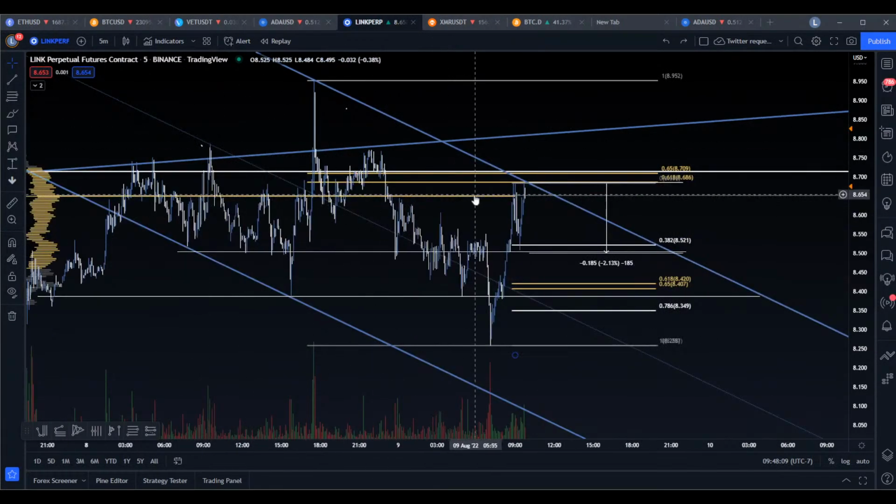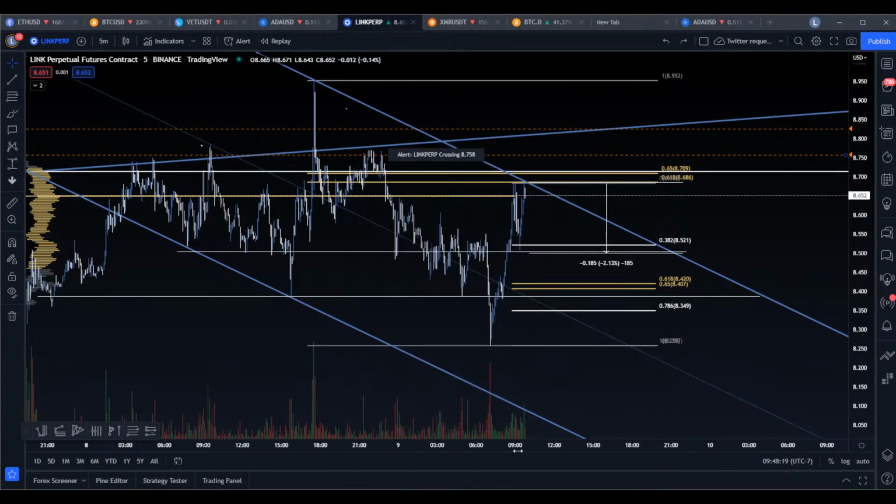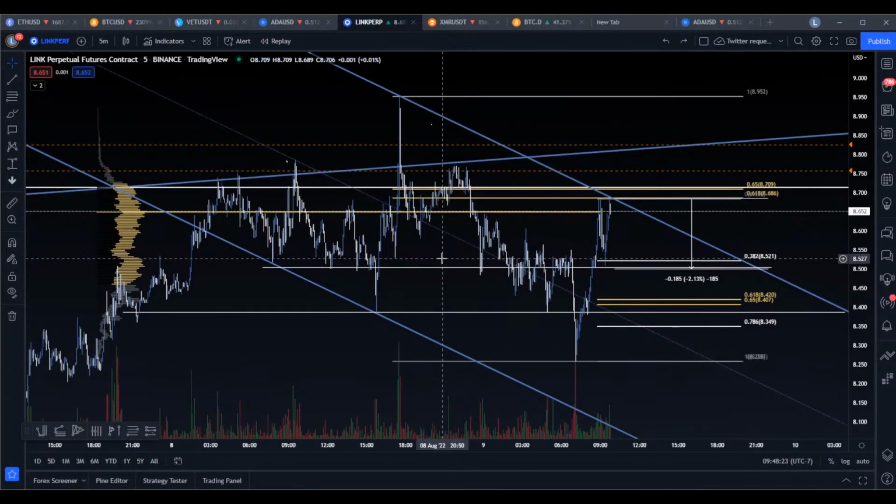But anyway, so this is Link. We'll see how this plays out. I'm going to move this alert up a little bit. I had it set here because I wanted to add on this idea. But yeah, we'll keep an eye on this.